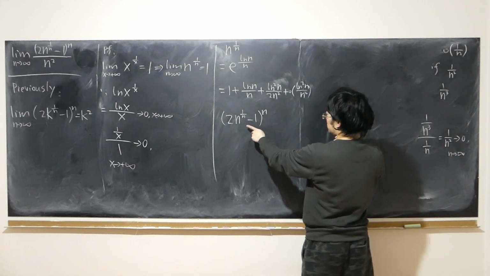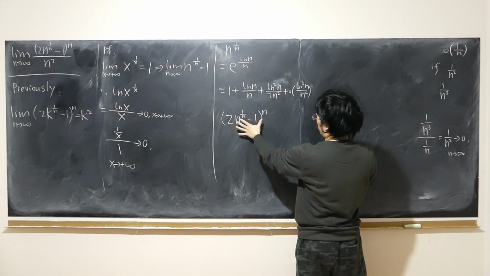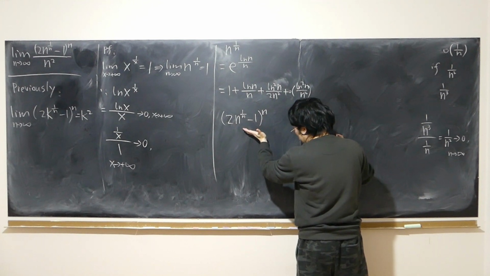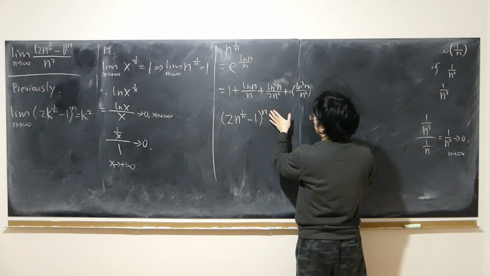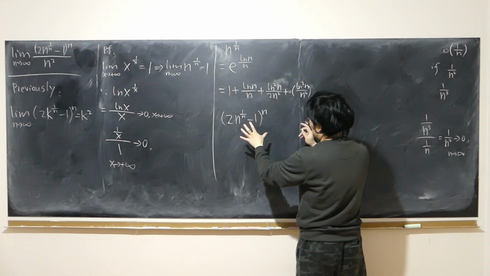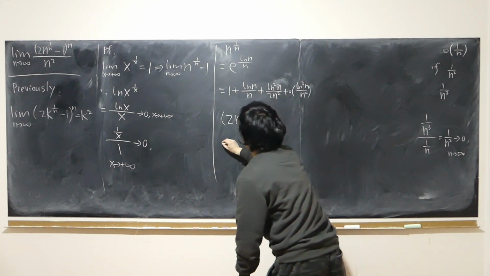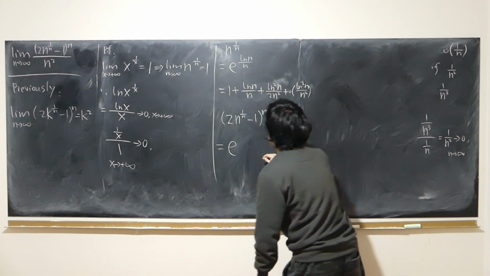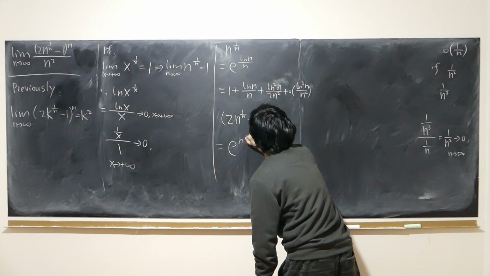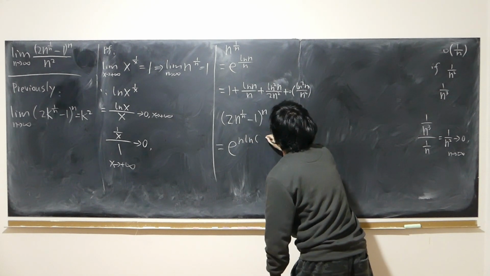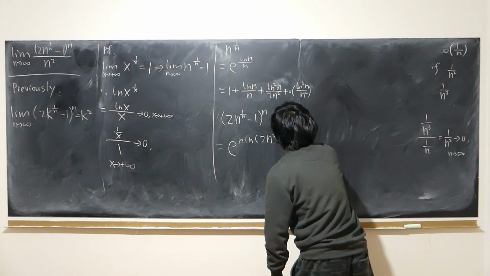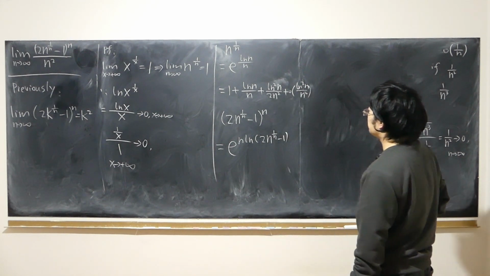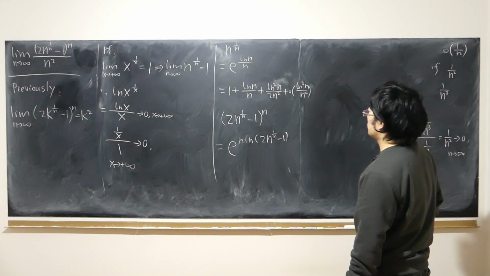Like I said, base approaches 1, power approaches infinity. We have to determine the speed at which the base approaches 1 and the speed at which the power approaches infinity. Then we can determine its final outcome, right? So that is equal to e to the power of log of this thing, n times log of whatever is inside, right? 2n minus 1. Right? So what is that equal to?